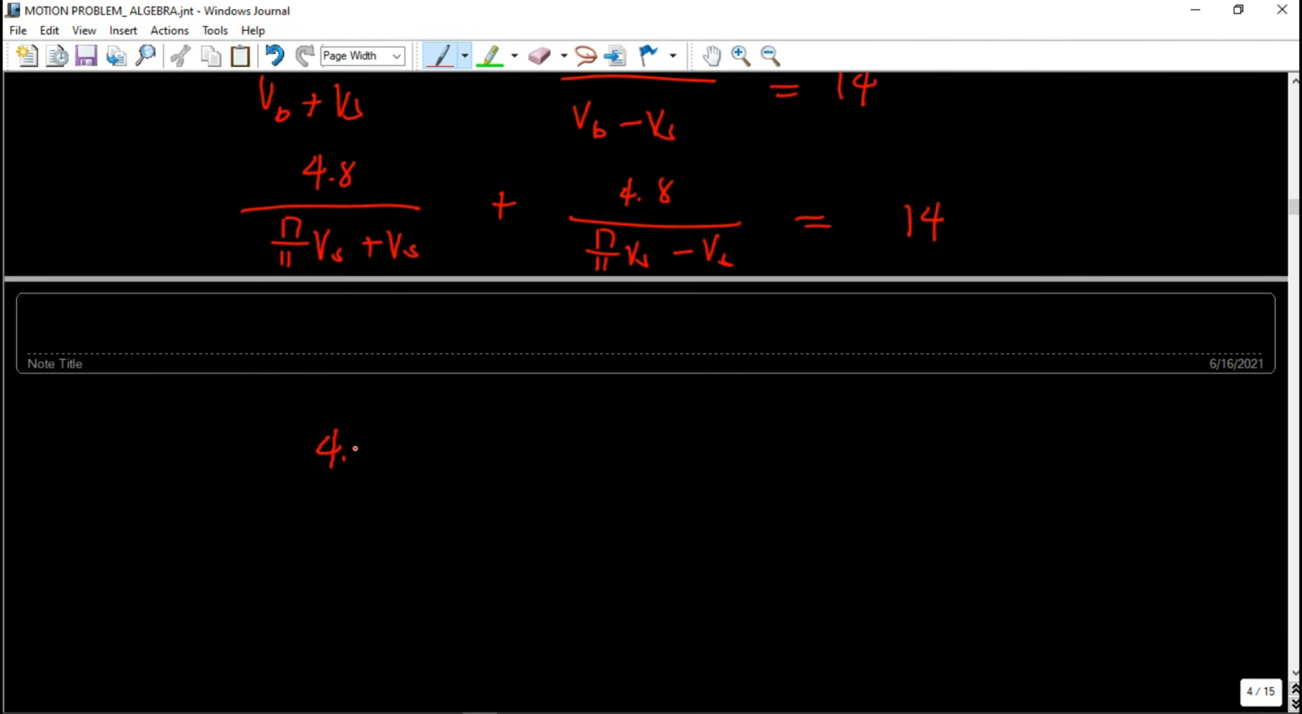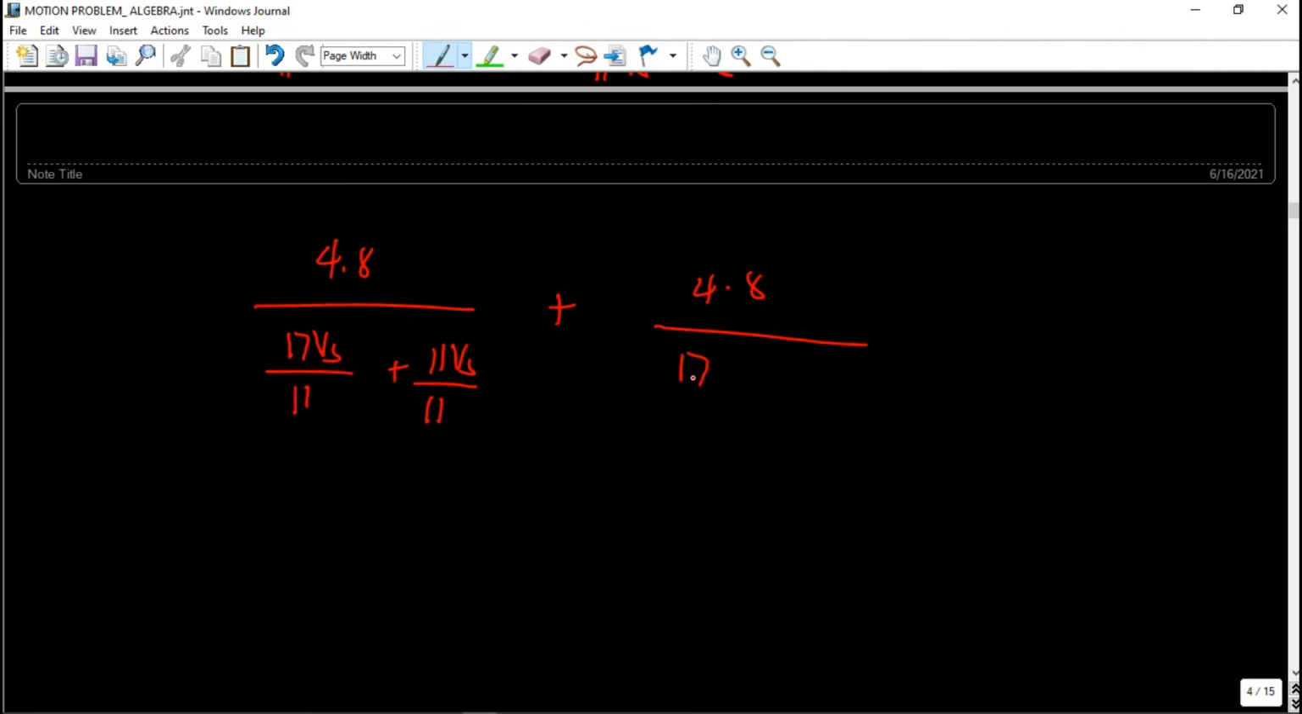Okay, so we have here 4.8 all over. So, guys, let's combine it. So, 17 V sub S all over 11, 11 as the LCD. So, we have here plus 11 V sub S all over 11. Then, we have here plus 4.8 all over 17 over 11 V sub S minus 11 V sub S over 11. So, this is equal to 14.